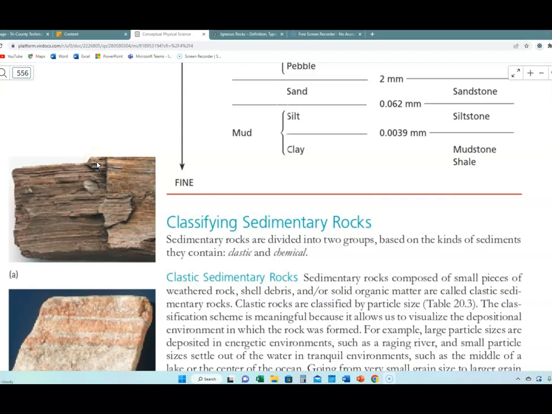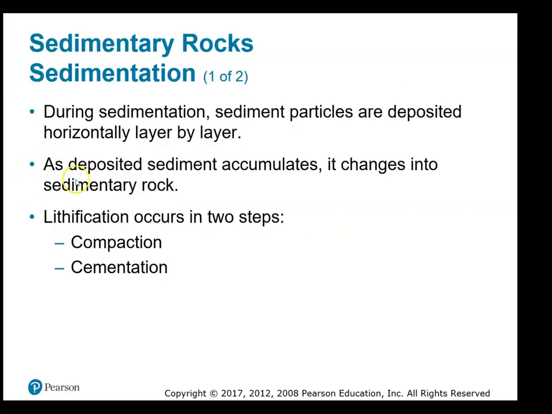All right, so I just showed you the different layers. As the sediments accumulate, they change into sedimentary rock, and this is called lithification. So it's basically turning something into rock. It has two steps: compaction and cementation. In other words, they're gluing together this material in a layer by layer manner. Otherwise, it wouldn't be a nice solid rock.